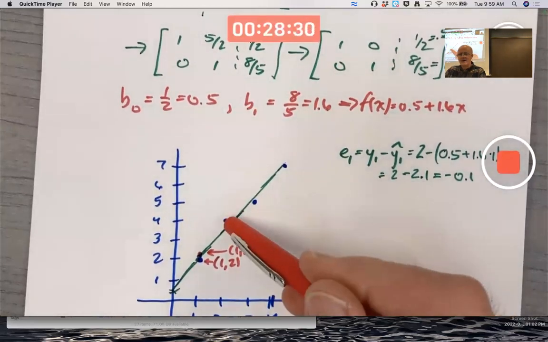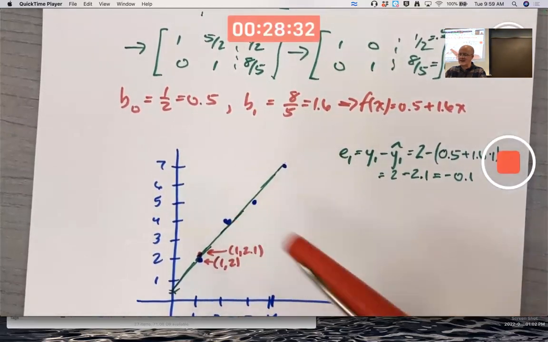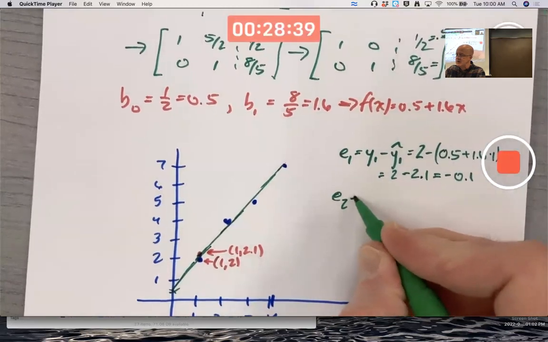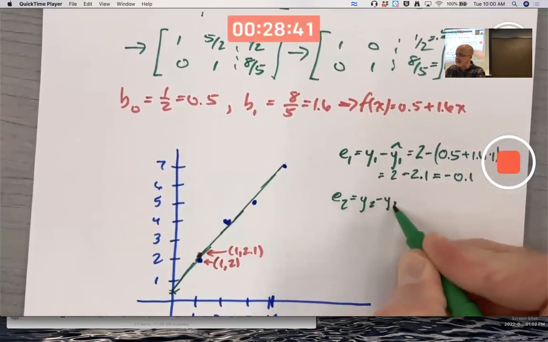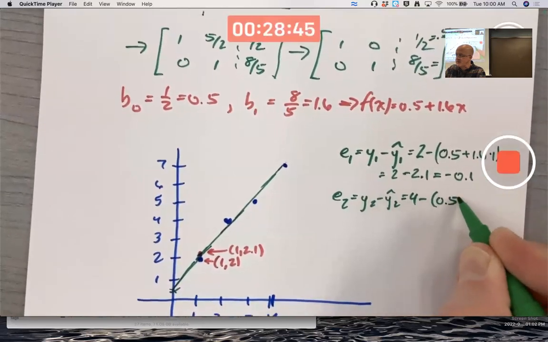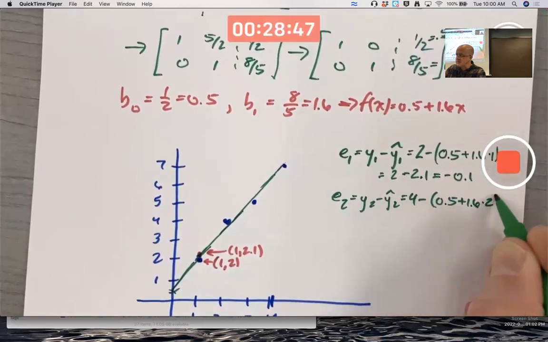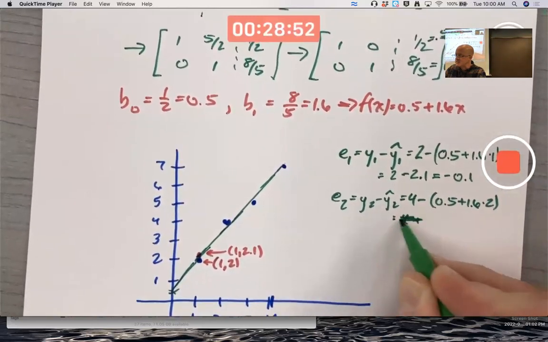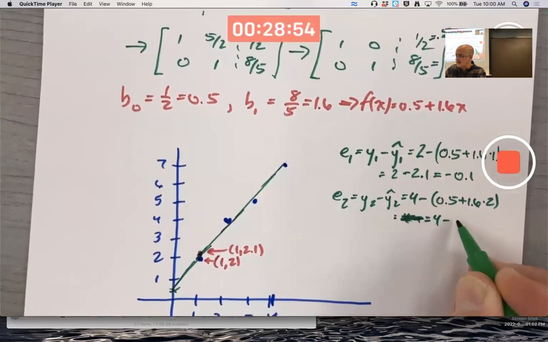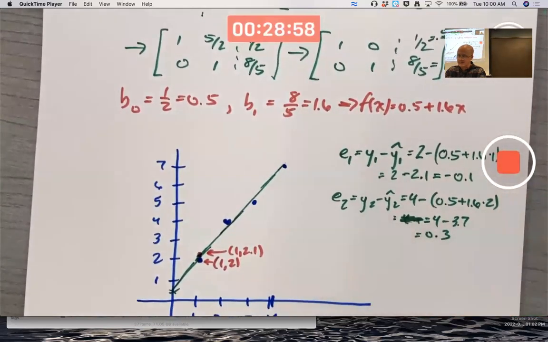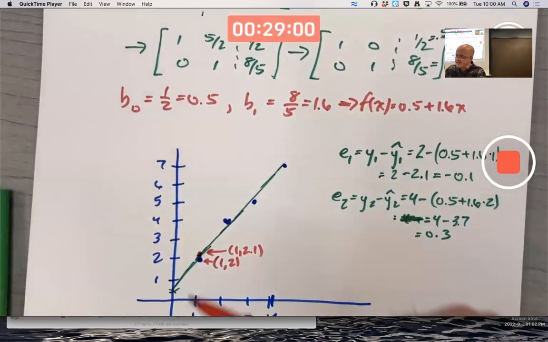Looks like, if my drawing is accurate, the second point has a positive residual. It looks like the second point is above the regression line. Let's see if that's the case. E2 is y2 minus y2 hat. It's going to be 4 minus 0.5 plus 1.6 times 2. That'll be 4 minus, excuse me, 3.7. Yes, positive 0.3. That point is above the regression line.